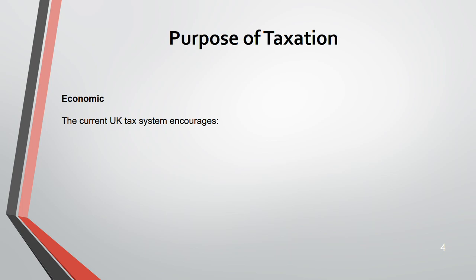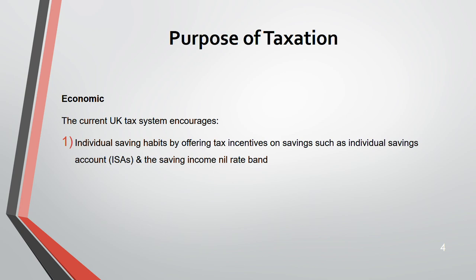Now, there are few things that the current UK tax system encourages and few things that they discourage. Let's see what they encourage. Number one, they encourage saving habit. How? By giving tax incentive. Tax incentive means you either don't have to pay tax at all or have to pay lower tax than the normal tax rate. That is the meaning of tax incentive. Okay, so by giving this tax incentive, governments can encourage individuals to save.